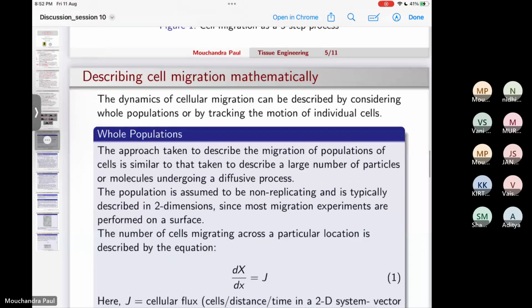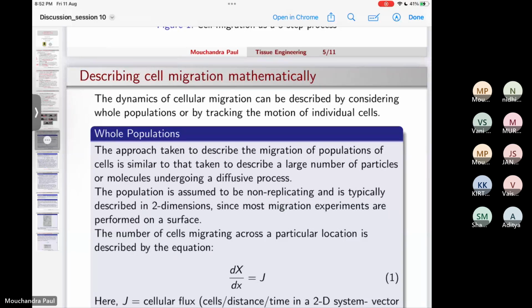Now, just like we described the differentiation process mathematically using some mathematical models, similarly we can describe the cell migration process as well through two approaches. One approach is considering the entire cell population, that is the whole population approach. Another approach is to track the motion of individual cells. So these are two approaches to understanding the dynamics of cell migration mathematically.